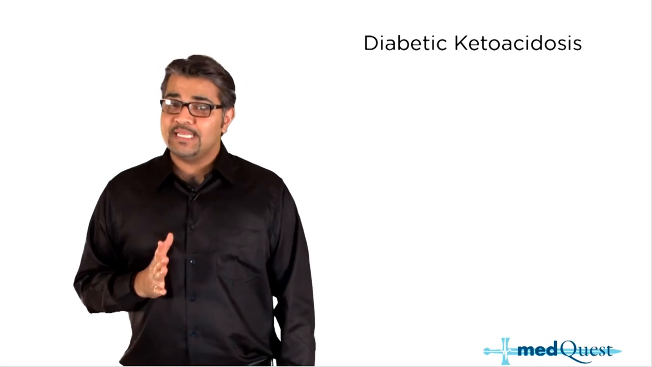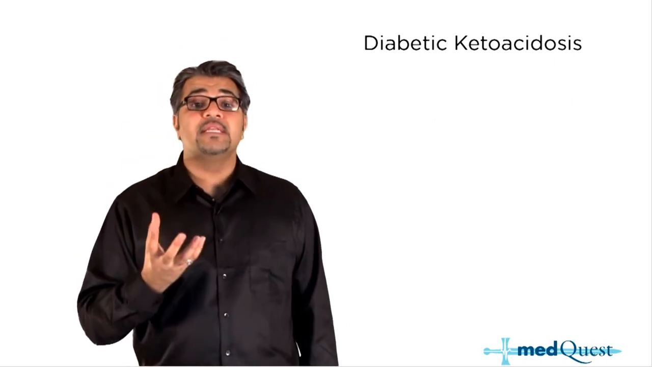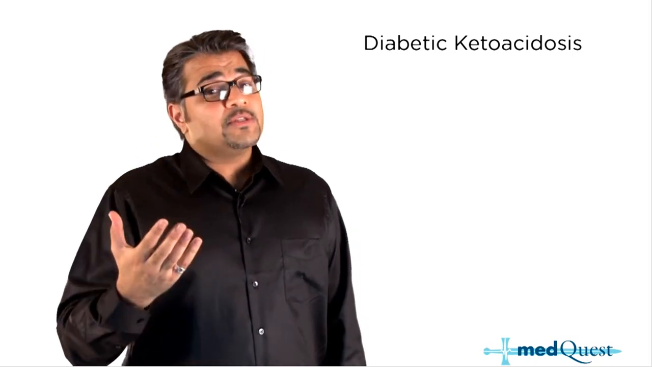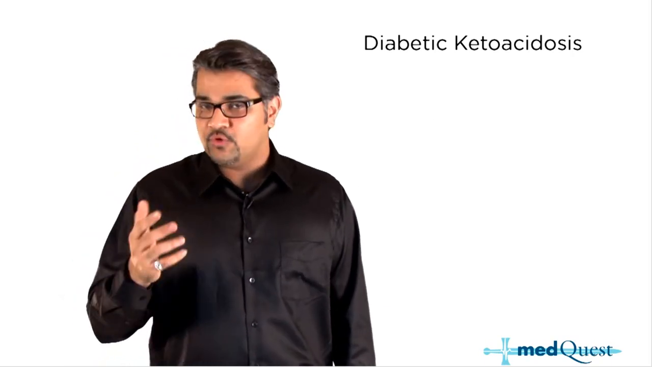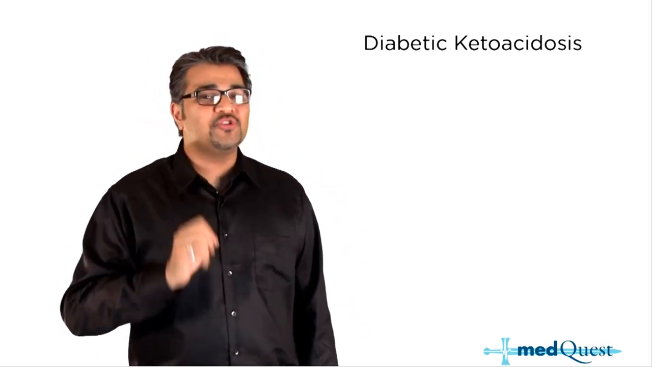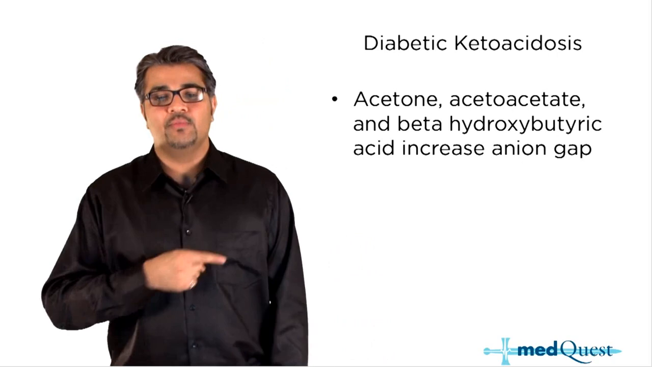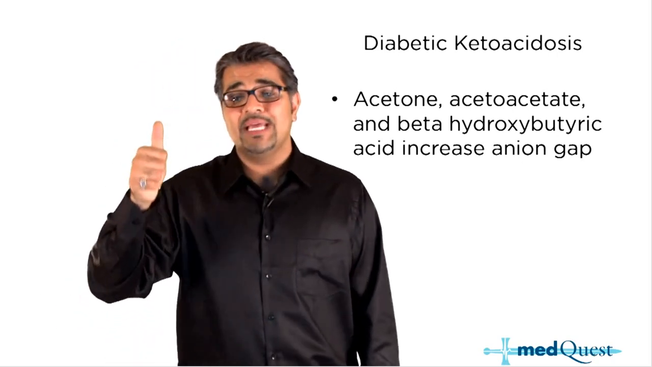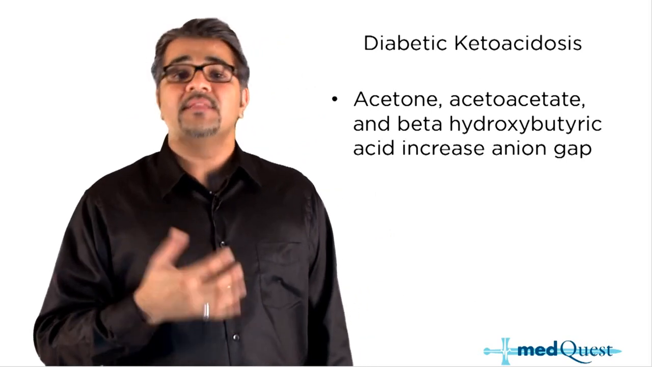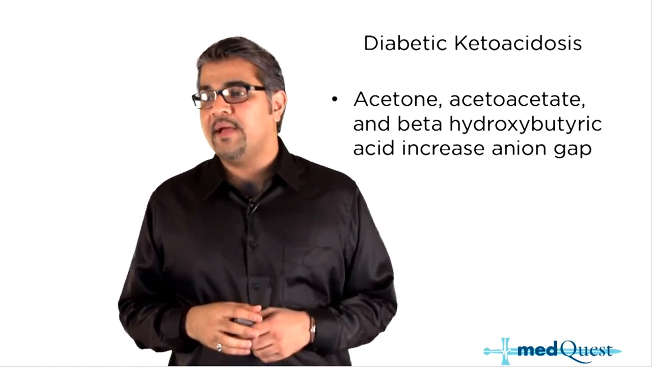Now, diabetic ketoacidosis, we've seen it. Yes, diabetic ketoacidosis. If you're an intern, you're going to see it if you haven't already. If you're a resident, you've probably already seen it. And if you're a graduate, you have not gotten through med school or through any training without seeing DKA. DKA is a big problem. Now with DKA, where do you get the acidosis from? Well, you get it from the formation of acetone, acetoacetate, and beta-hydroxybutyric acid. These cause an increase in your anion gap.